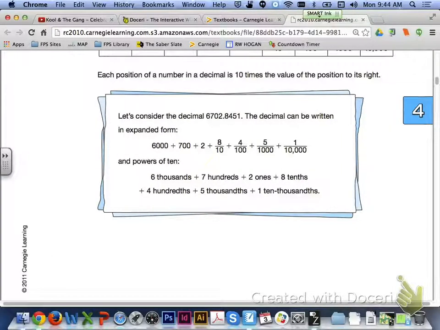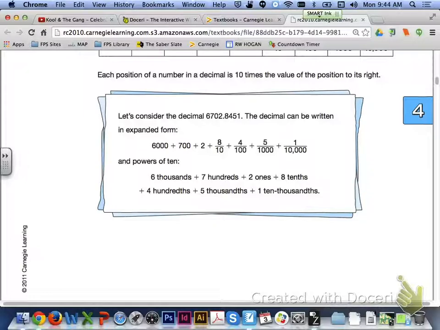So if we take a look at the expanded form, we have our 6,000s, we have our 700s, there's nothing in my tens place, I have my 2 ones. When I go to the other side of the decimal, I have 8 tenths, I have 4 hundredths, 5 thousandths, and 1 10,000th.